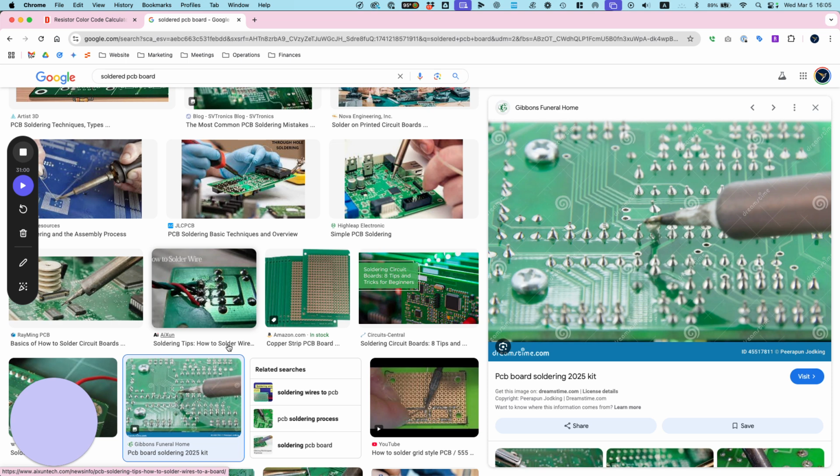0.003. What do we see here? 0.004. It's basically more or less the same. Yeah, it's within the tolerance of our devices. Okay, so that's how you read current. You have to be in line with the device.